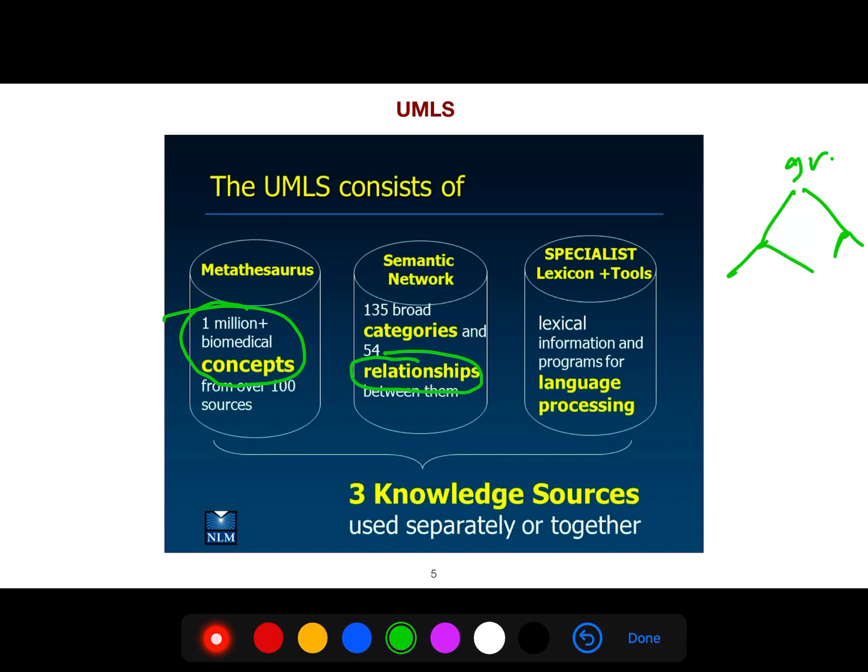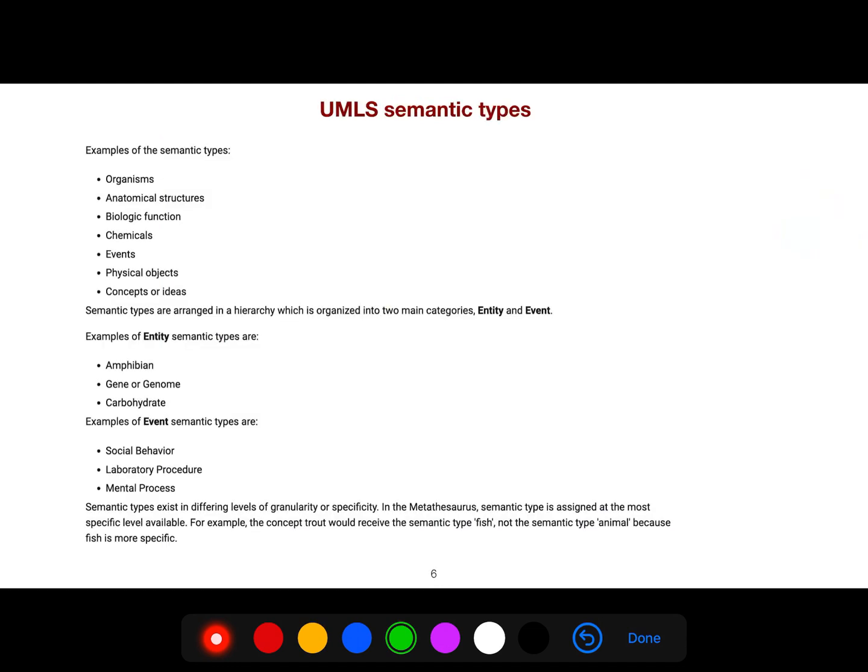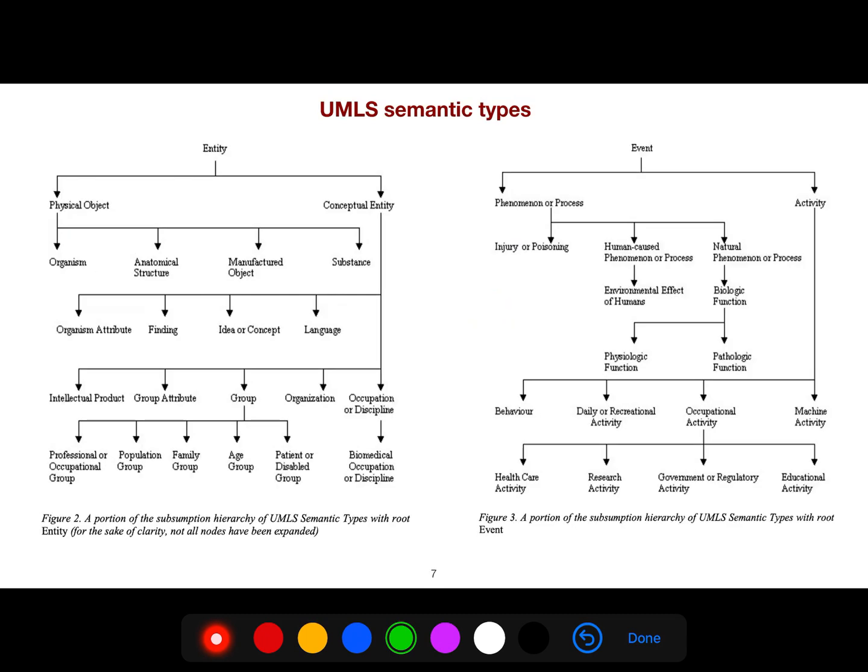I will explain. And so you have UMLS semantic types. It could be organisms, it could be biological functions. These are semantic types. So we have two main categories. Your category could be either entity or event. We put them in the root of the graph.